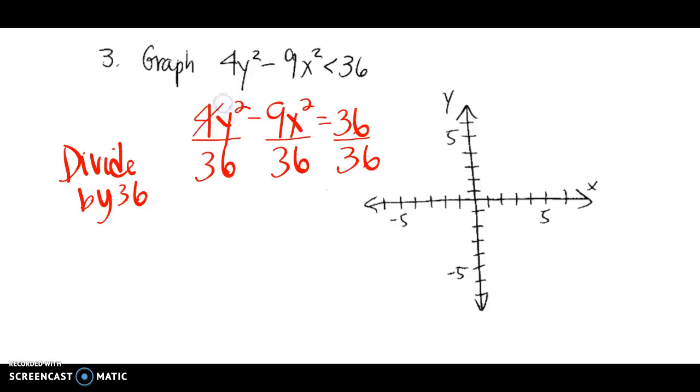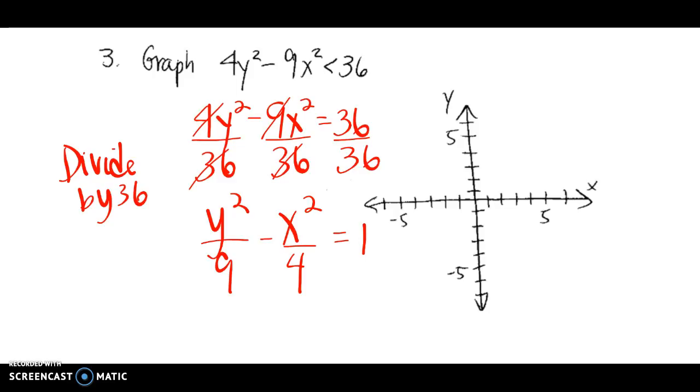And so 4 over 36 becomes 1 over 9. So it's y squared over 9 minus 4x squared over 4, and that equals 1. So we're going to graph that hyperbola. Which way is it going to open? Down.